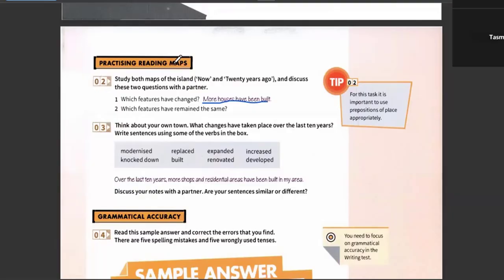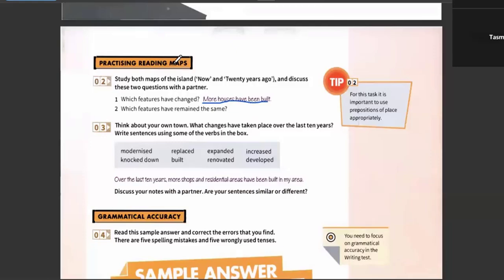So what you have to do is make sentences. I will tell you to make 10 sentences using these words about the town that you're living in and about the places around you, how you think it has changed in the last 10 years. And you have to use the 8 words that are given in the box, okay? An example is given here already. Over the last 10 years, more shops and residential areas have been built in my area. So that is one way you can start, or you can also start in your own way.